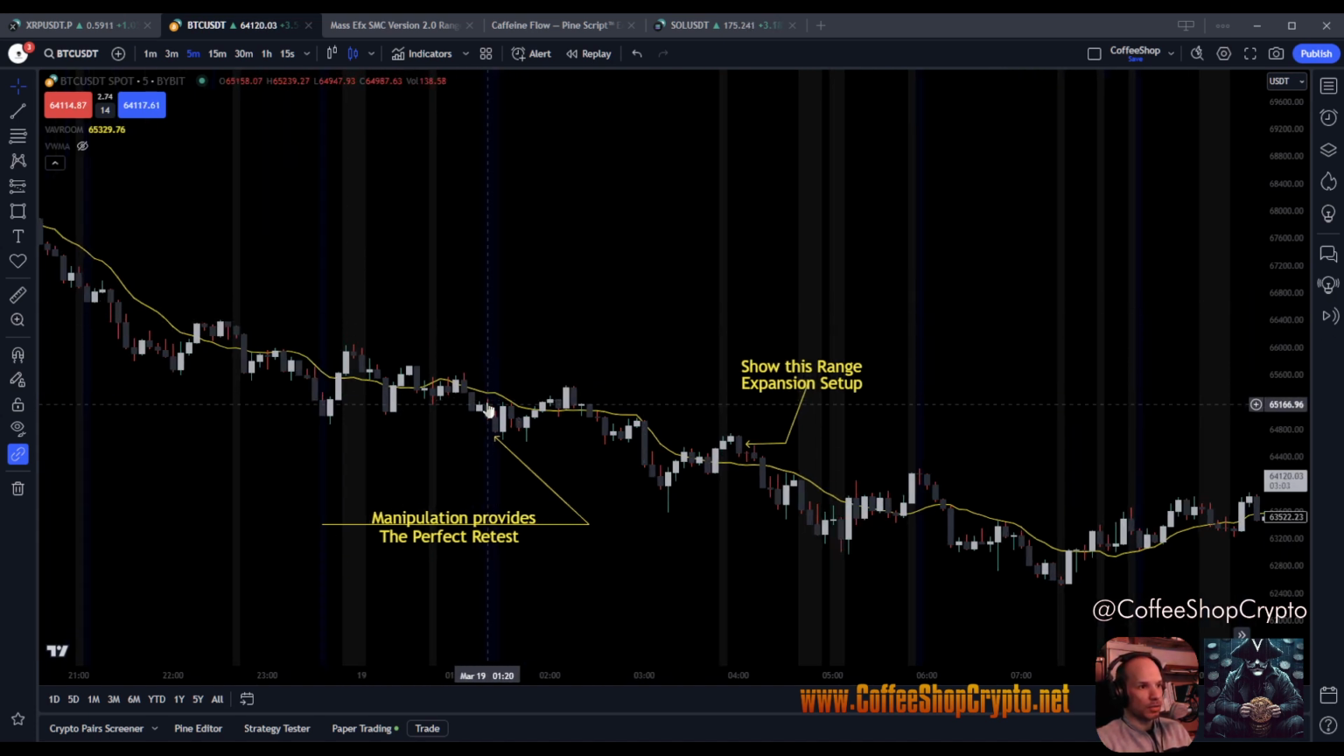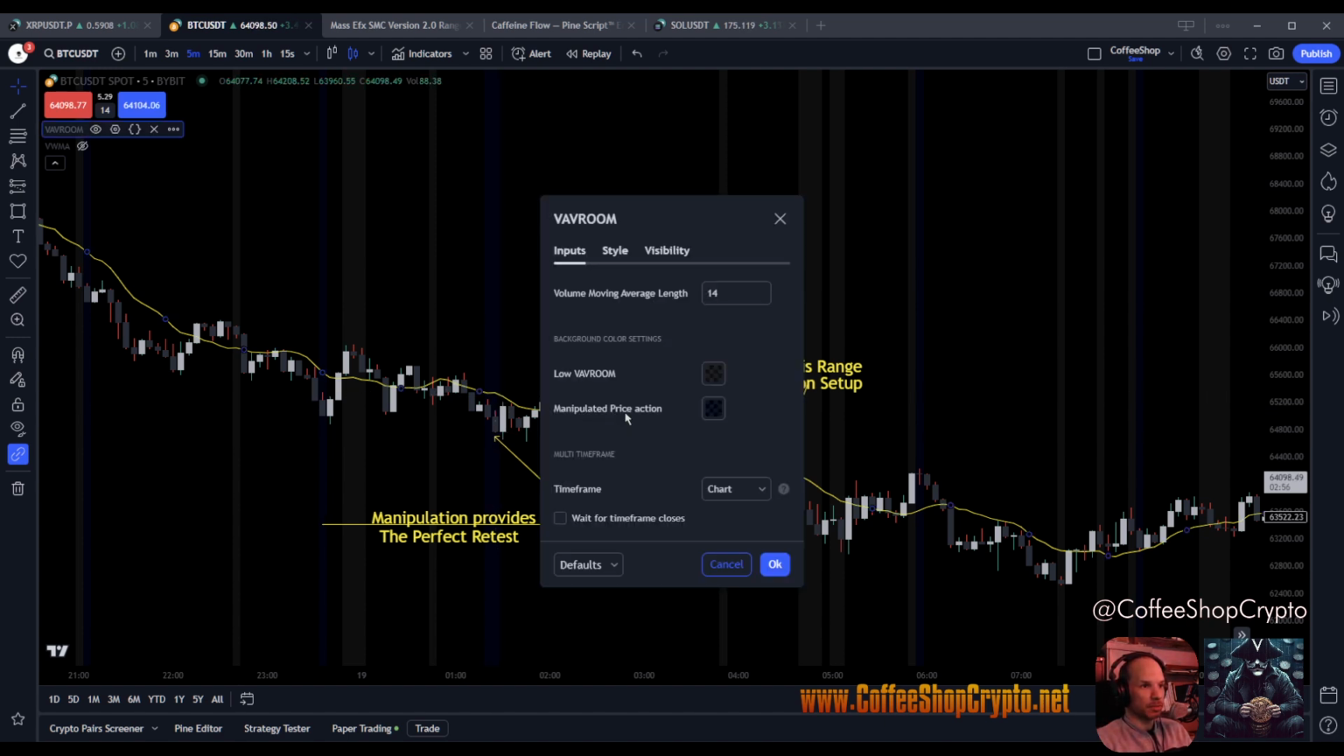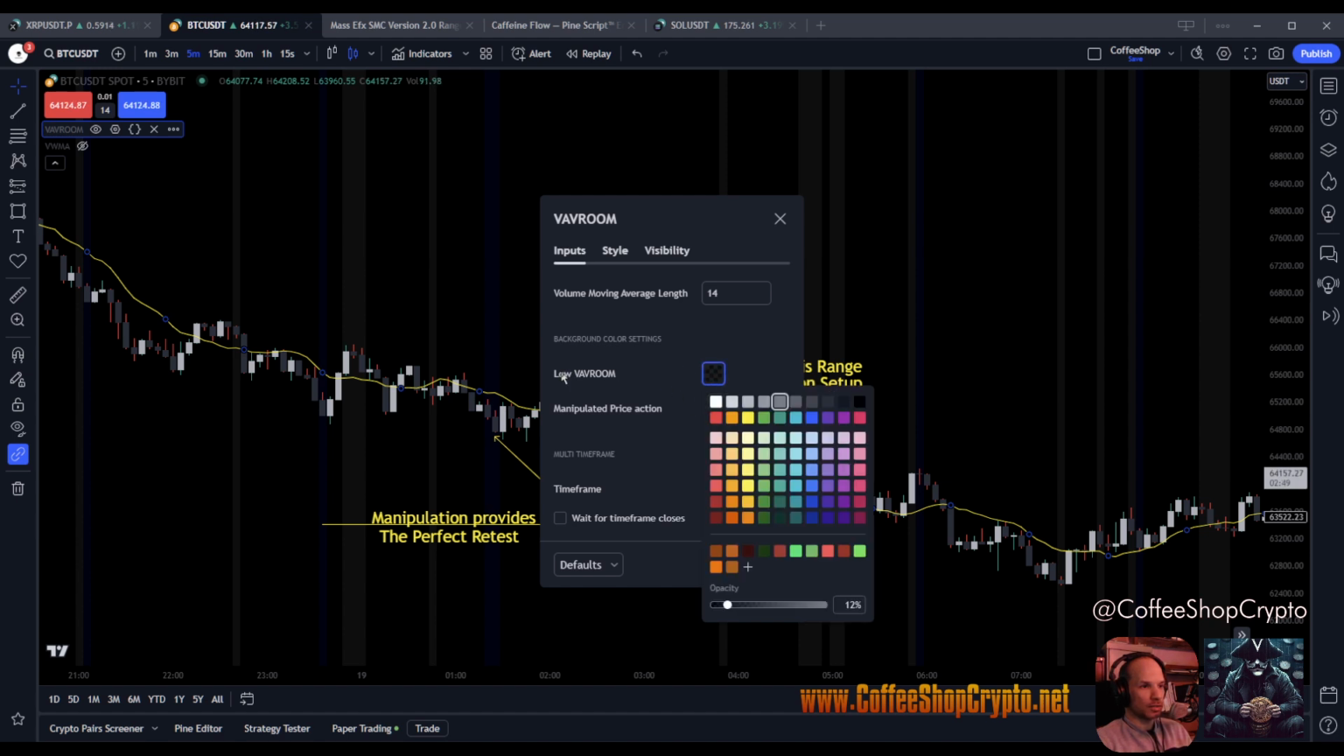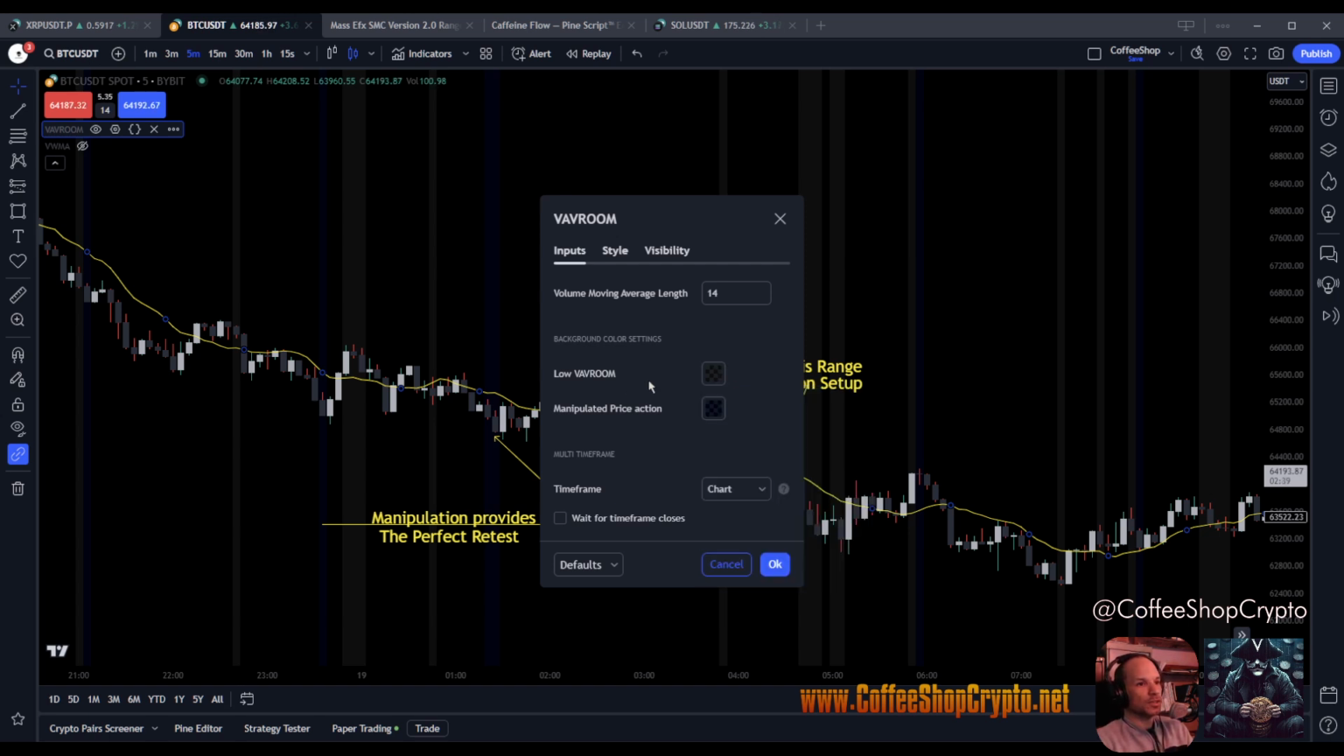Gray and blue. Now, this is a swing low, but it is a manipulated swing low. It's not a true swing low, okay? Manipulated price action is colored in blue, and you can change it to whatever color you want. And the range, okay, it says low VAVROOM. Low means no volatility and no volume. It's not there. There's nothing there, okay?